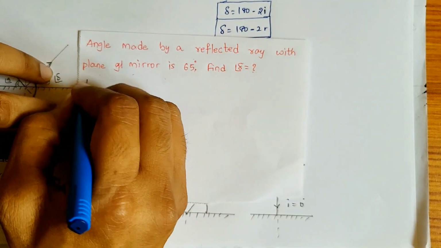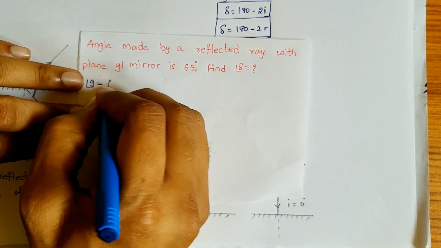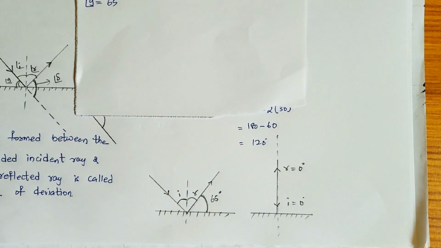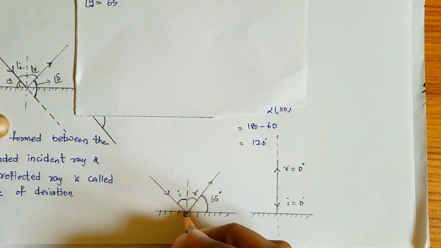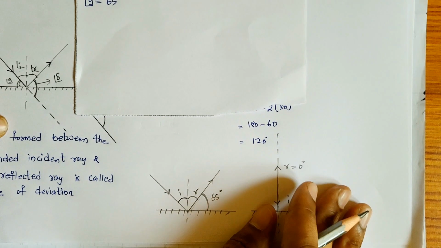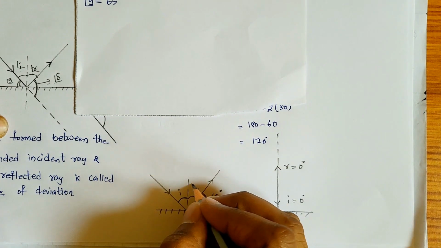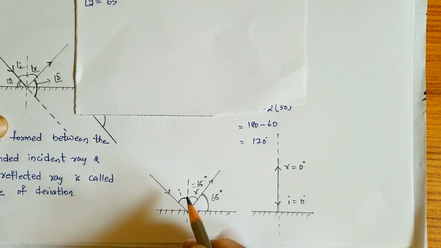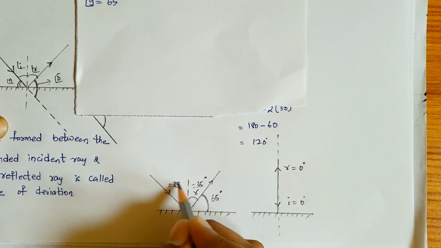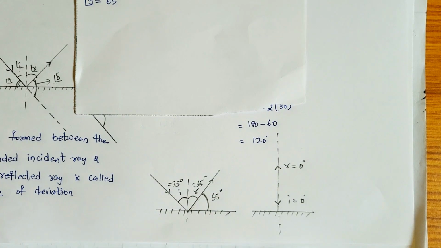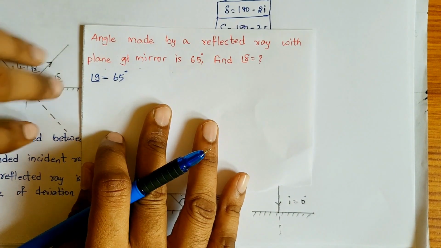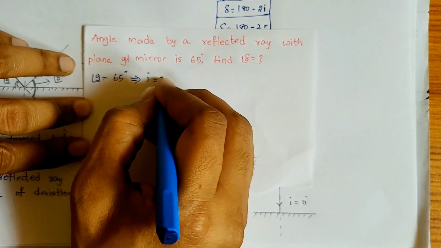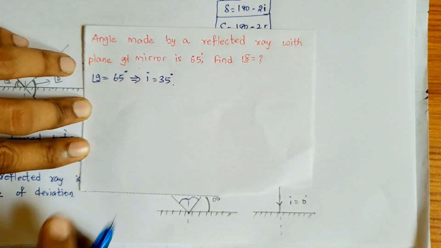So they gave the glancing angle. Glancing angle is equal to 65 degrees. If this is 65, then the total will be 90 degrees, so R will be equal to 35 degrees. If R is equal to 35, then I will also be equal to 35 degrees. So glancing angle G is equal to 65 degrees, which implies angle of incidence I is equal to 35 degrees.